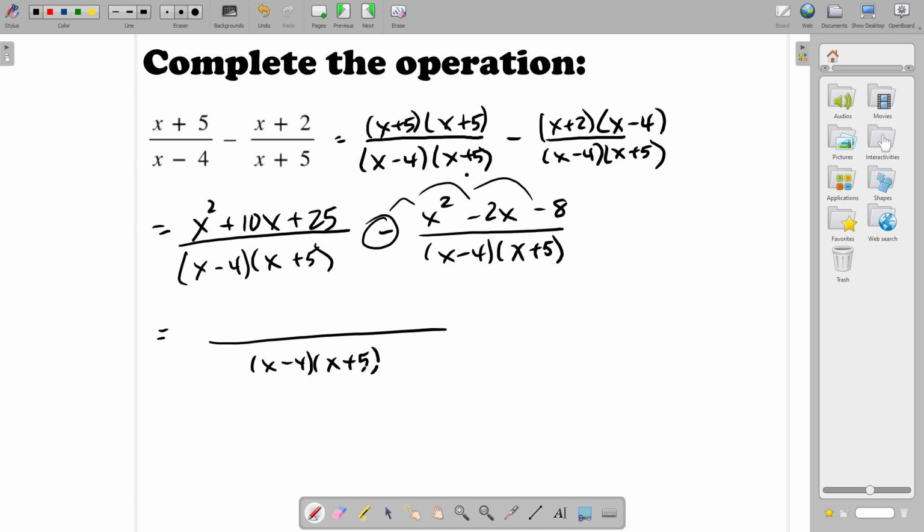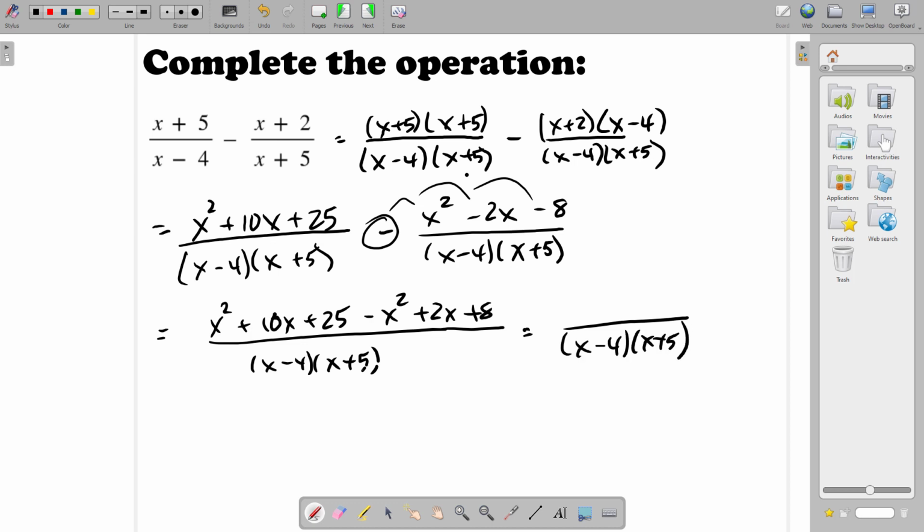And let's see what our terms are going to be. We have an x squared plus 10x plus 25, and this is minus x squared plus 2x, and this is plus 8. So now the x squareds add out. 10x and 2x is 12x. 25 plus 8 is going to be 33.